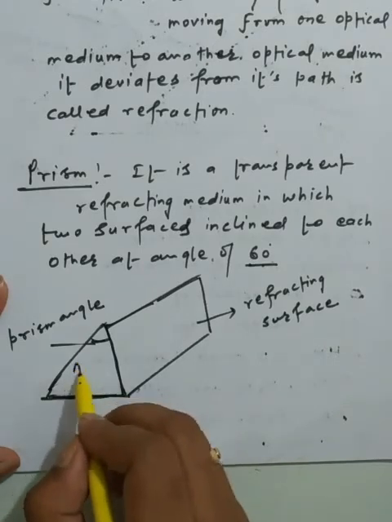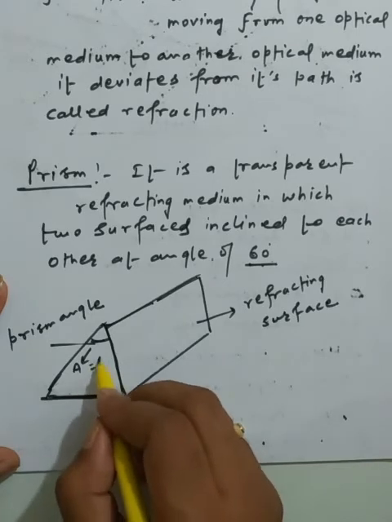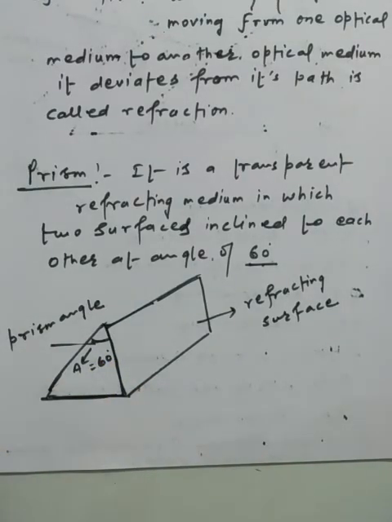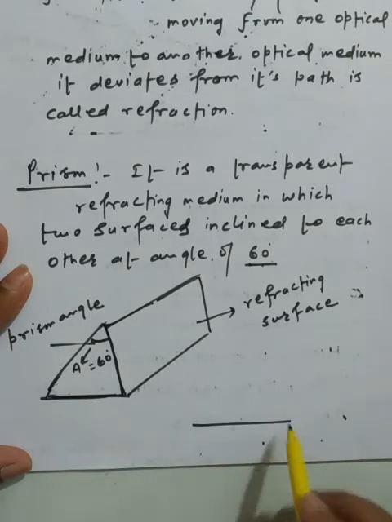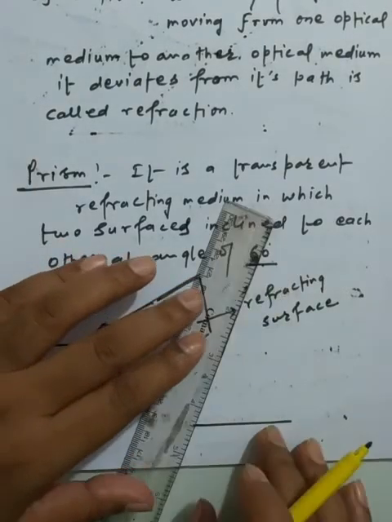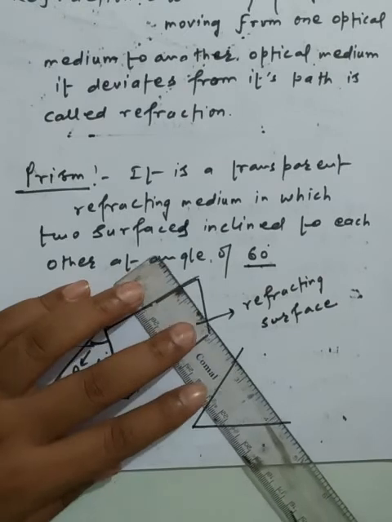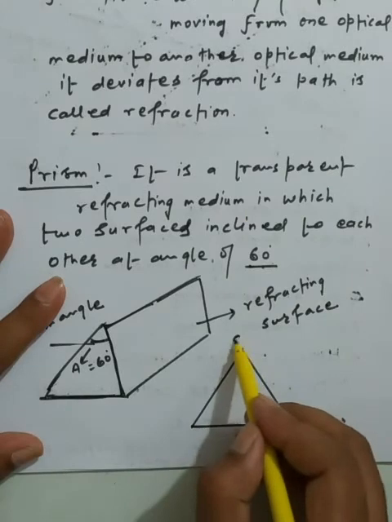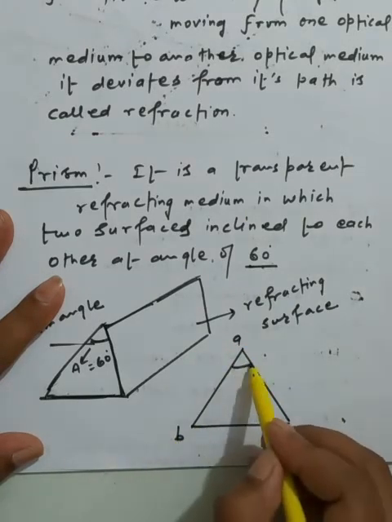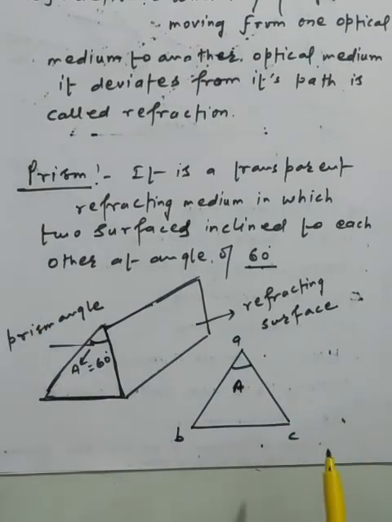This one has the symbolic notation A, and it has its own standard value, 60 degree. Generally it comes in a standard manner, so we are using the concept of A as 60 degree. Now for our purpose we will use the principal section of the prism. I am taking one of the general diagrams of the prism section which we will use here. This is the principal section of a prism. This is A, this is B, and this is C, and this is the angle A. This section we will use for the purpose of refraction through prism.